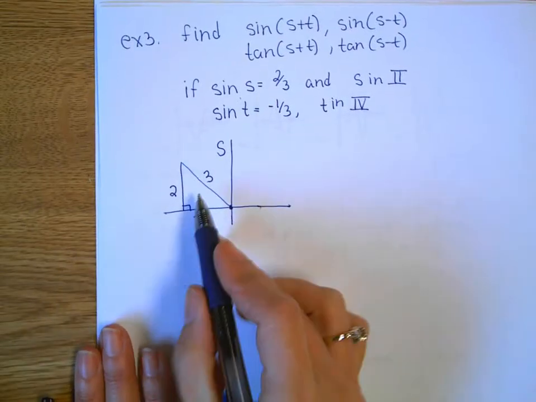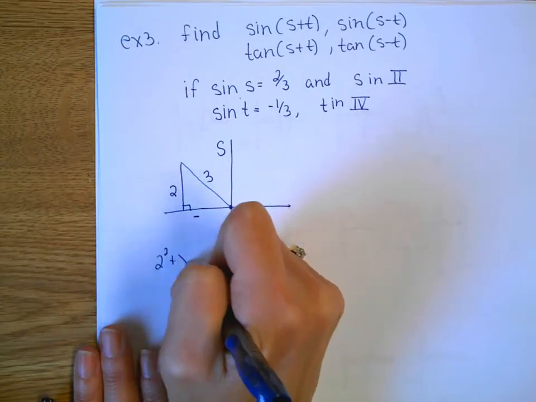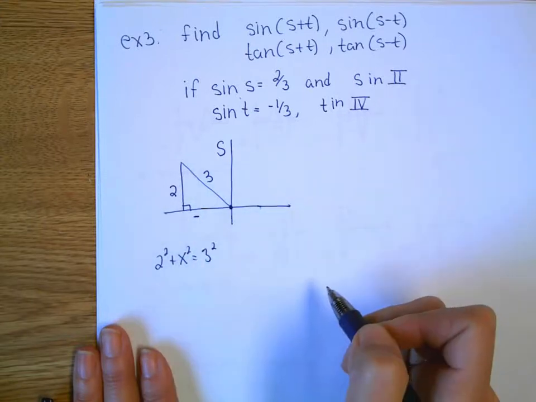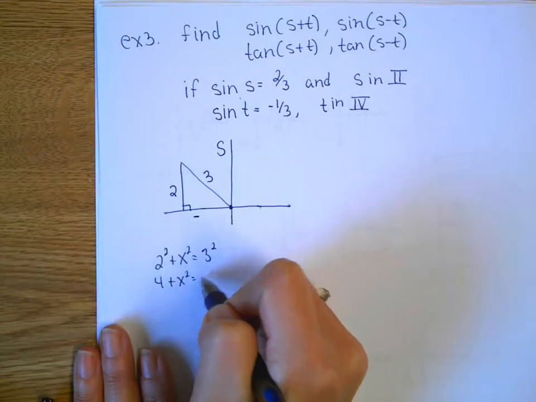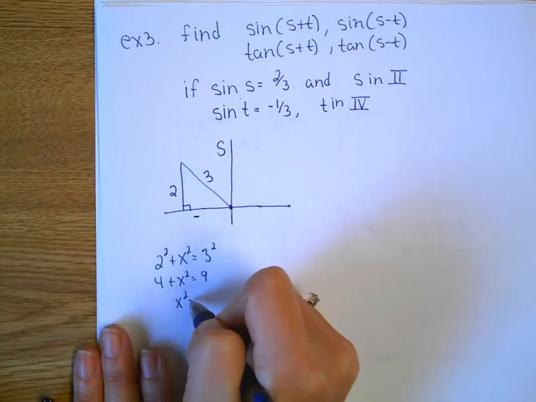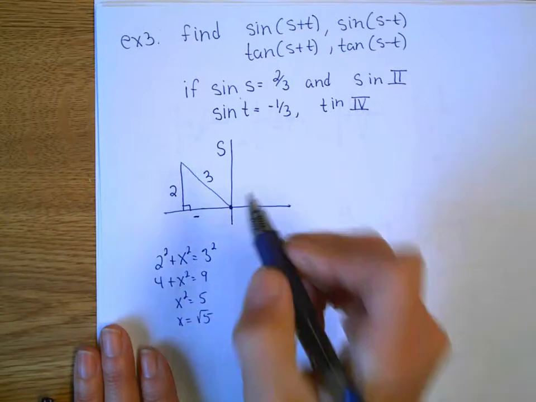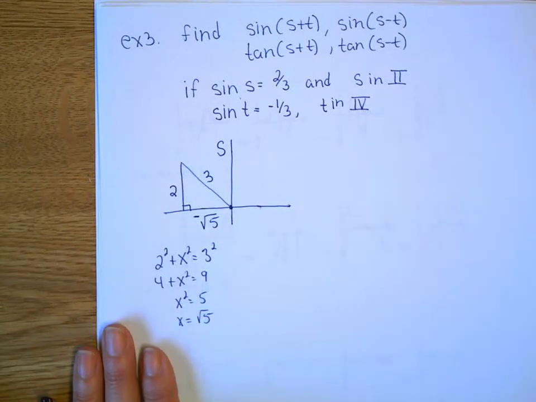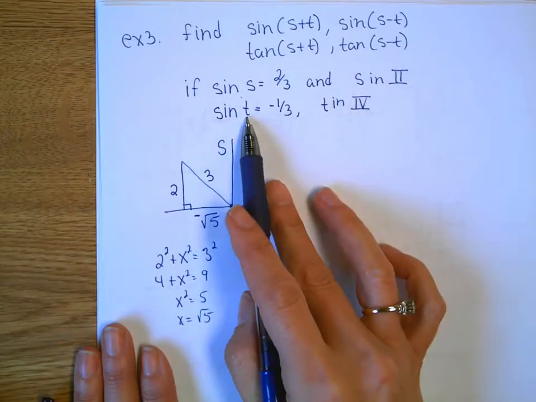So, we'll solve for x there. So it's 2 squared plus x squared equals 3 squared. So that's going to be a 4. X squared equals 5. So we're going to have negative square root of 5. So far, so good? Okay, now we want a separate triangle for angle T.